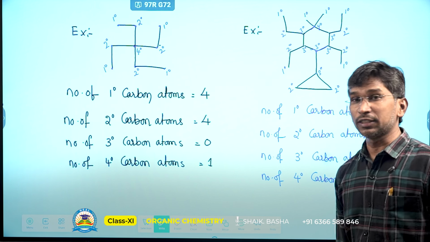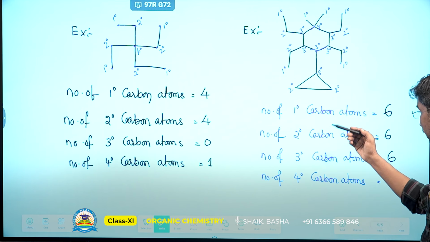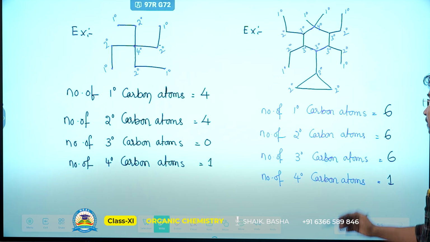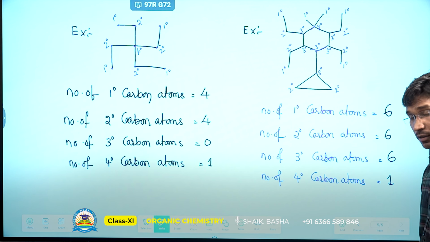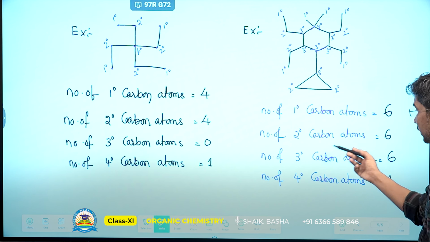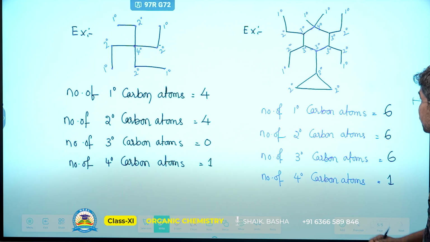Then what are the next questions? Here more than one primary carbon atoms are there, more than one secondary carbon atoms are there, more than one tertiary carbon atoms are there. Then you can identify types of primary carbon atoms, types of secondary carbon atoms, types of tertiary carbon atoms. One example I'll give you here.